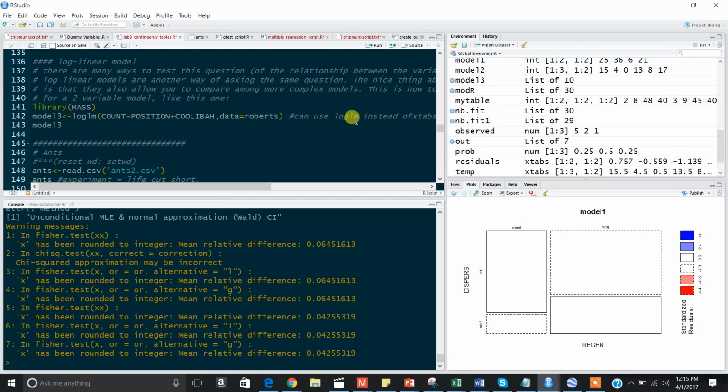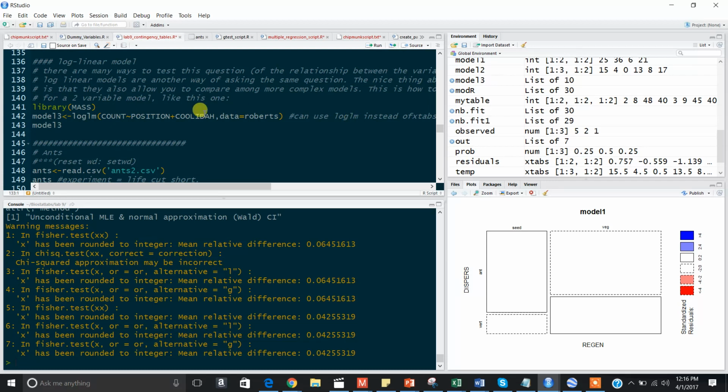Okay. So there are many ways to answer this question of the relationship between variables. So you have contingency tables, and then there's another thing called log linear models. And they're another way of asking essentially the same question. The nice thing about these log linear models is that they also allow you to compare more complex models, like models that contain more than two predictor variables. So we're going to run an example, but we're going to fit it with two variables.